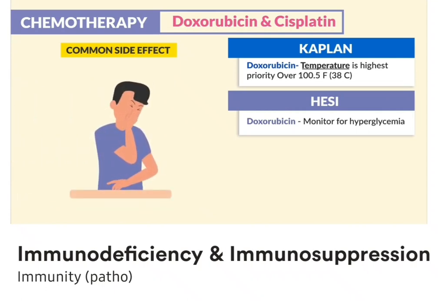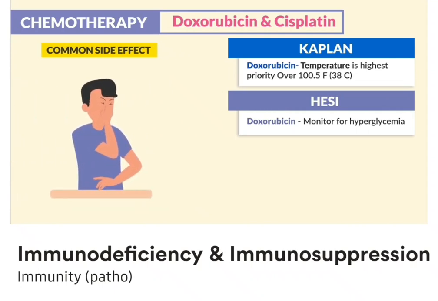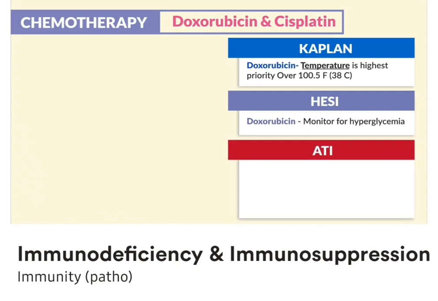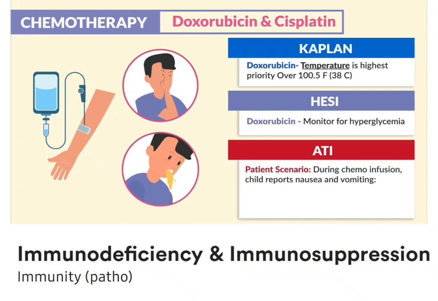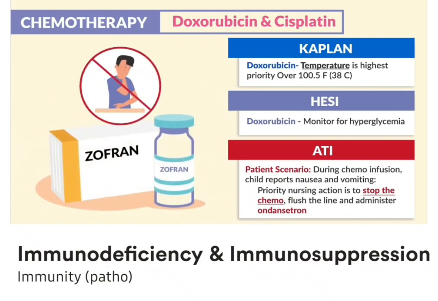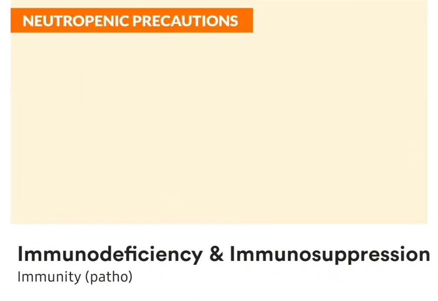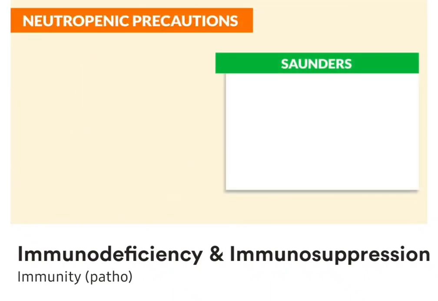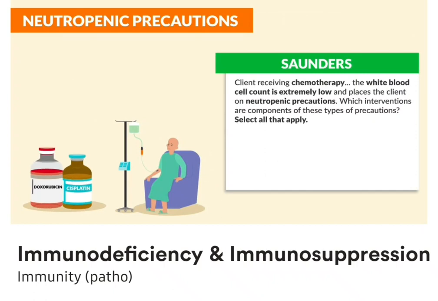And number 2, the nausea is a common side effect. So ATI mentions a patient scenario where the patient's in chemo and the child reports nausea and vomiting. So the priority nursing action is to stop the chemo, flush the line, and administer ondansetron, which is an anti-nausea medication, brand name Zofran.